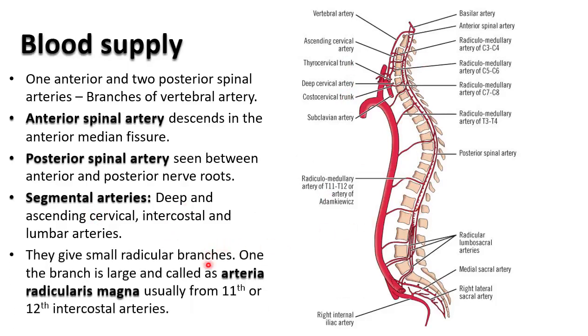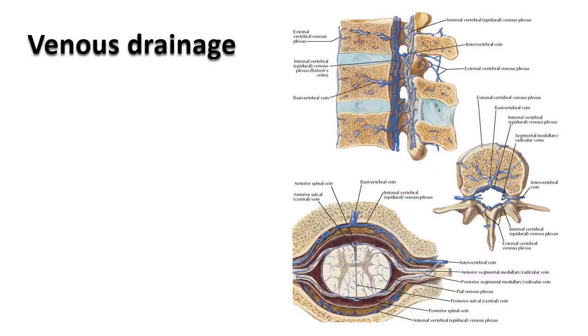One of the radicular arteries is very large and is called the arteria radicularis magna, otherwise called the artery of Adamkiewicz. It is a very large radicular branch which supplies almost the lower one third of the spinal cord. If this artery is thrombosed or blocked, then naturally the lower part of the spinal cord might suffer severe blood loss. Okay, it might undergo ischemia.